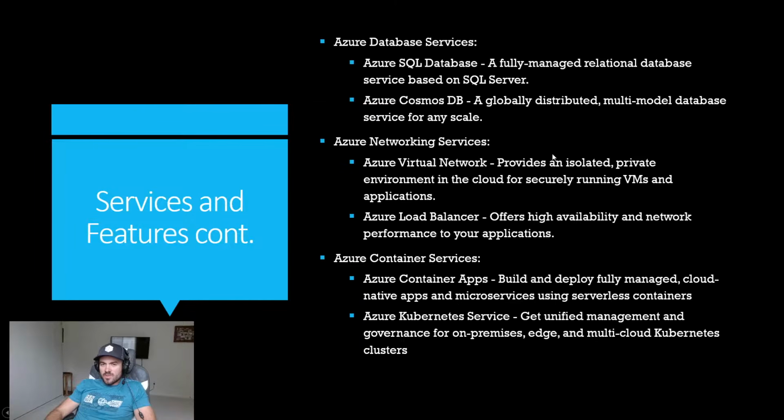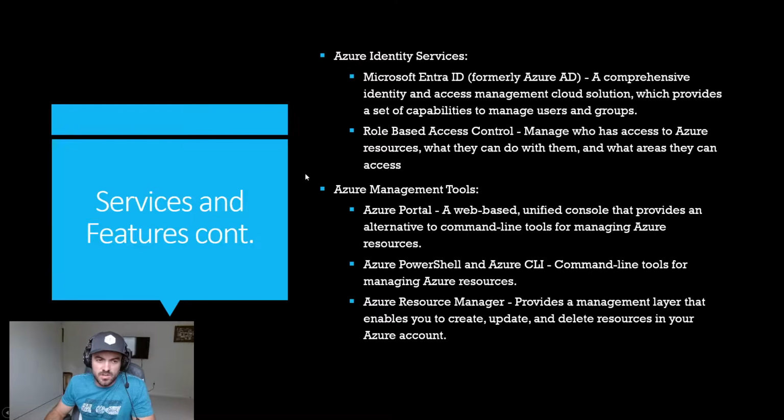Okay. Azure Networking Services. You've got VNets, virtual networks that provide an isolated private environment in the cloud for securely running VMs and other applications. Azure Load Balancer offers high availability and network performance to your applications by distributing traffic. Azure Container Services. You've got container apps, which build and deploy fully managed cloud native apps and microservices using serverless containers. Kubernetes service gives you unified management and governance for on-premise, edge, and multi-cloud Kubernetes clusters. Okay, you get to orchestrate clusters and control it all.